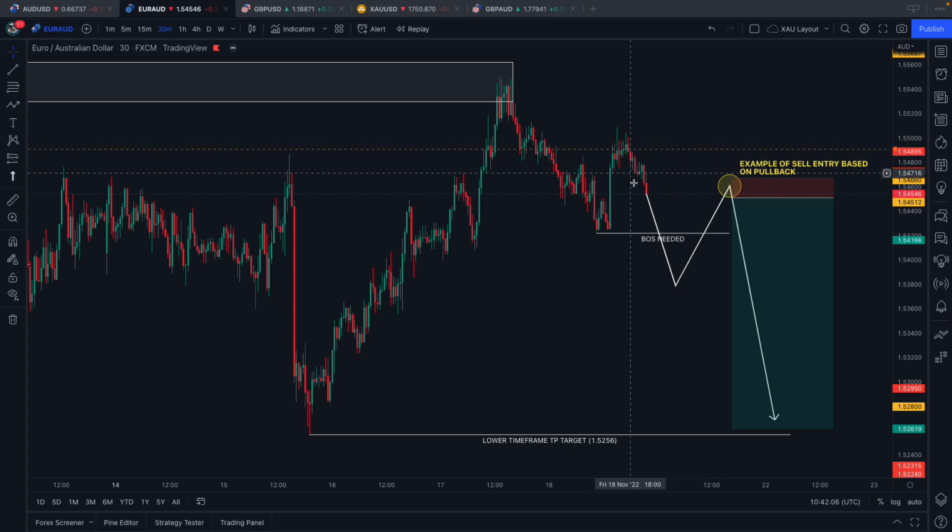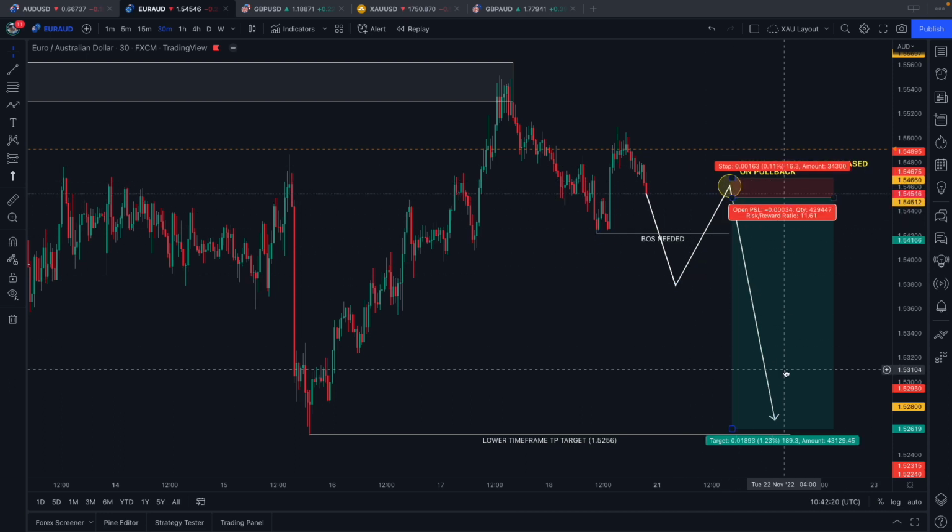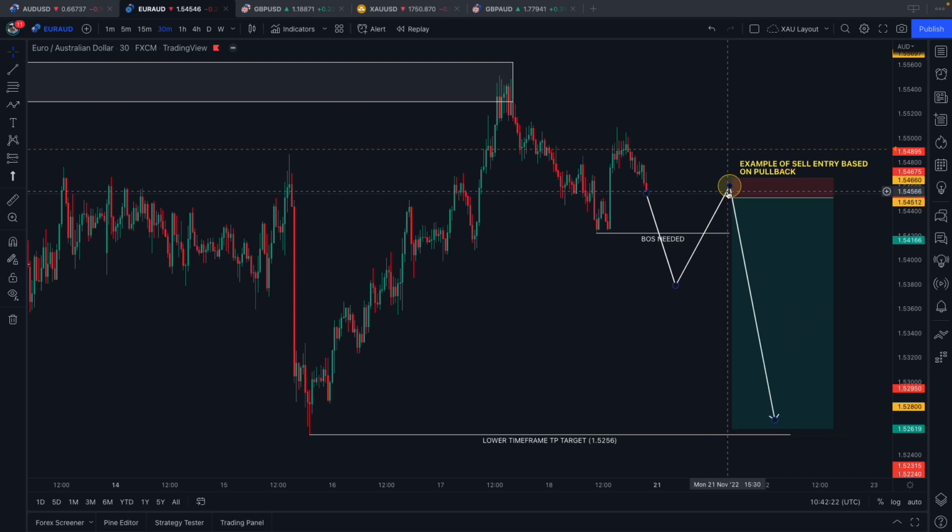So what we would do is we would look within this impulsive wave that is created for any kind of point of interest that we can highlight. We'd wait for the penetration of that. As soon as we have rejection from that zone, that would then tell us that yes, this corrective wave has finished and the next impulsive wave is inbound. Therefore, we can execute those positions and hopefully profit in this market.